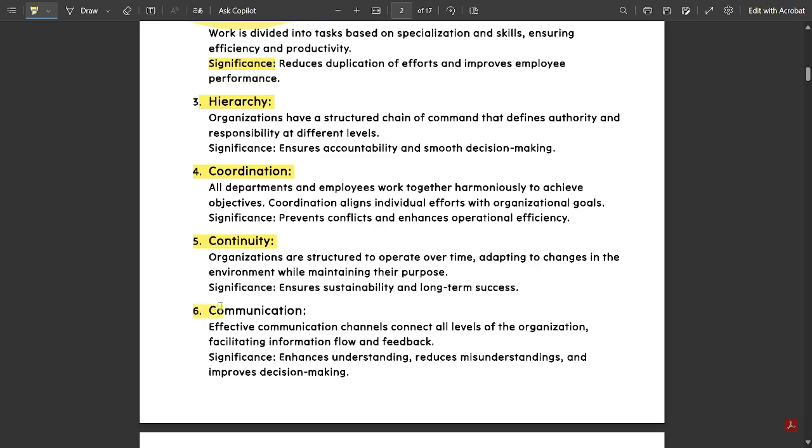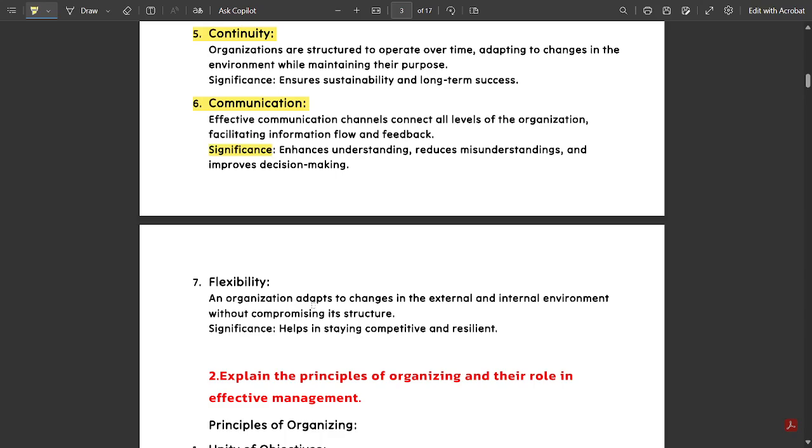Next is effective communication. Communication is very much required during any organization or any organizing plans or functions. Proper communication between the dealer and all the traders is very important. Next comes the significance part: it enhances understanding, reduces misunderstandings, and improves decision making. As I've told you, if you communicate in a proper manner, there are fewer chances of getting misunderstood in some situations.